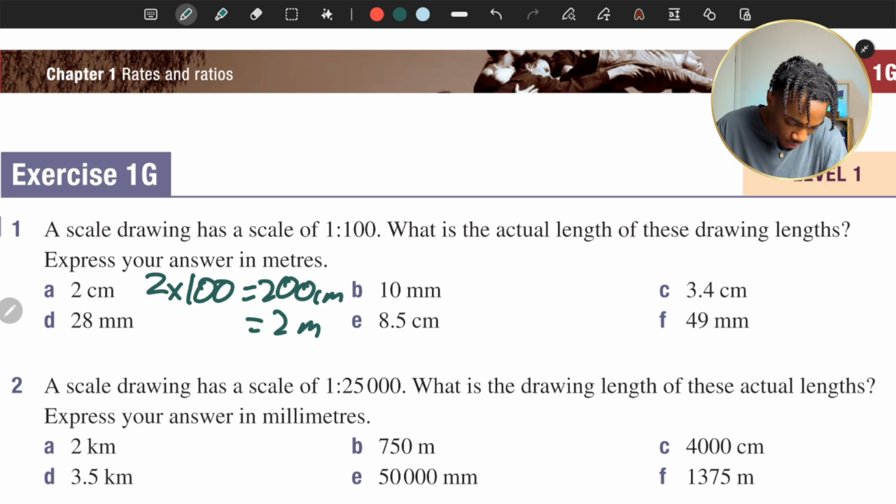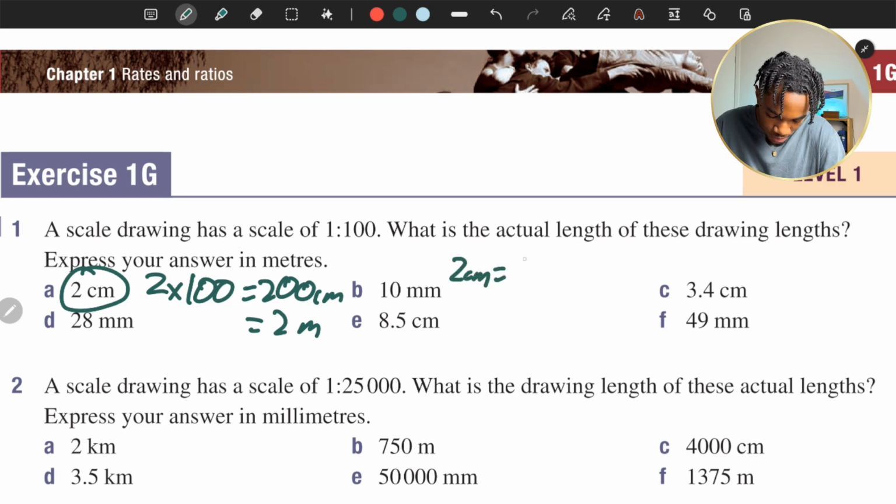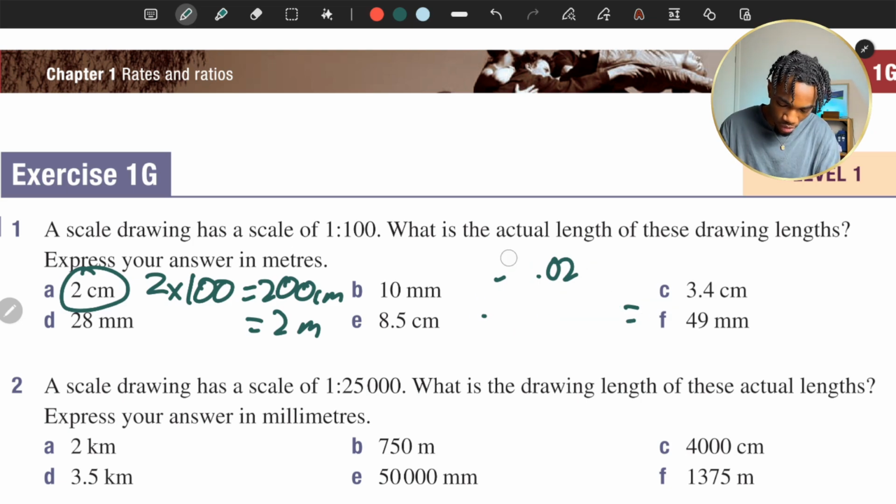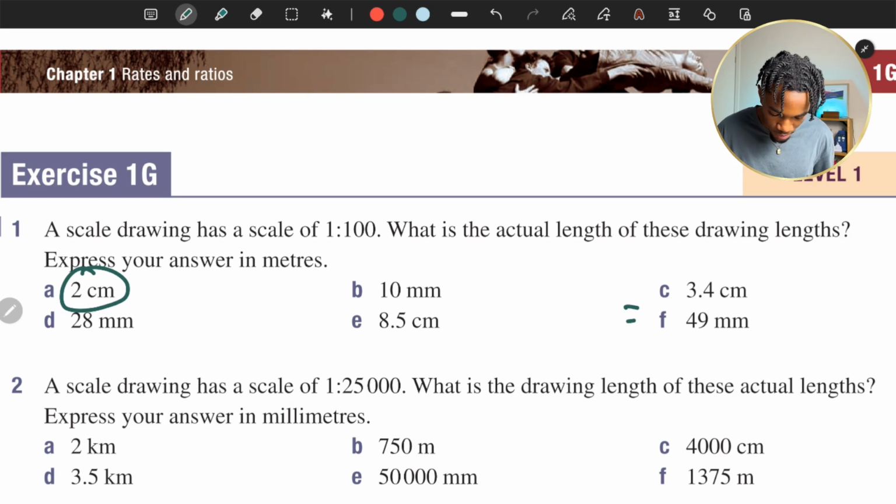The next way we can do it is we can just convert this initially. So we can say 2 centimeters equals 0.02 meters. Then the scale factor is 100, so we times 0.02 by 100. We get 2 meters. So those are the 2 ways to do this question. Let's go on to question 8.